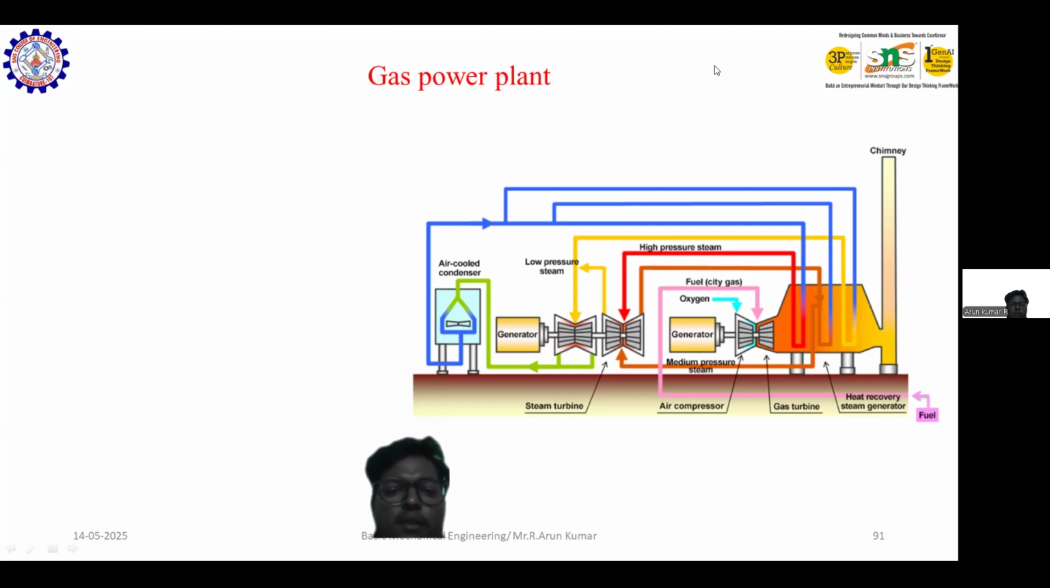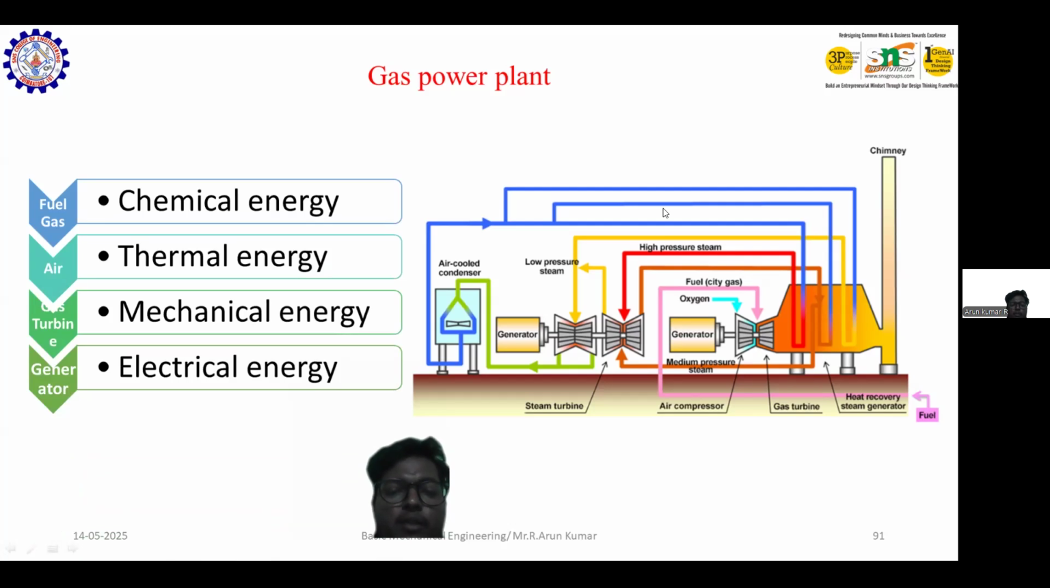So that is how the gas power plant works. Here the gas power plant converts chemical energy into thermal energy, and the thermal energy is converted into mechanical energy and electric energy. Now the classification of the gas power plant: it can be classified into two, one is open cycle and the other is closed cycle. In an open cycle, the exhaust gas is released. But in a closed cycle, the exhaust gas is recycled through the process again and the process continues.